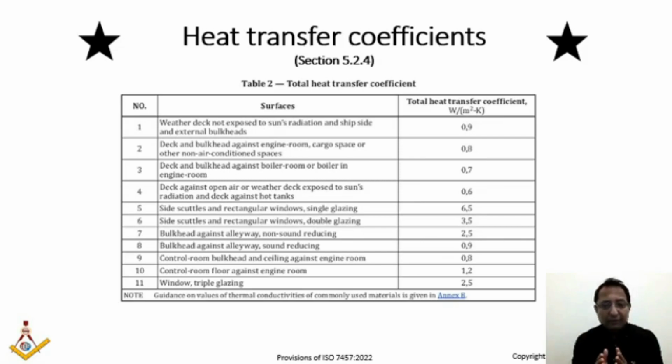Side scuttle rectangular windows is 6.5. Side scuttle rectangular window with double glazing: normally double glazing is used, so you can safely go for 3.5. Single glazing nowadays nobody is using. Bulkhead against alleyway, non-sound reducing: the alleyway is nothing but your passage, so you can go for 2.5 here. Bulkhead against the alleyway, sound reducing, is 0.9. You can simply go for 2.5 here for the safer side.